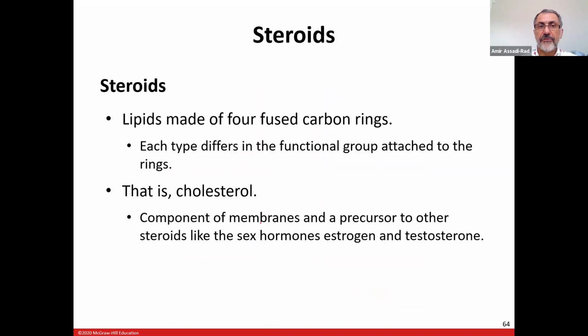Steroids. Lipids made up of 4 fused carbon rings. Remember why we say steroids are fat? Well, you remember this one. So if I make one ring, and you will see a picture, another ring, and another ring, and another ring, it has 4 rings. Can you guys see my rings a little bit? Okay, you don't know what I'm talking about. Okay, here I made 3 of them for you. It's hard. So right here, it has 3 rings, and each type differs in the functional group attached to the rings. Cholesterol is an example of a steroid, and it is a component of the membrane and a precursor to other steroid molecules. That's right.